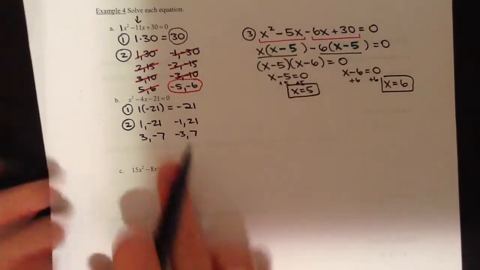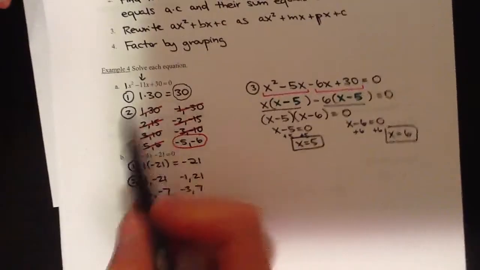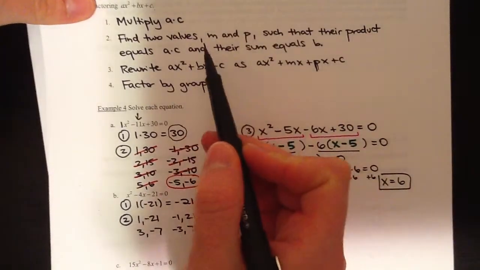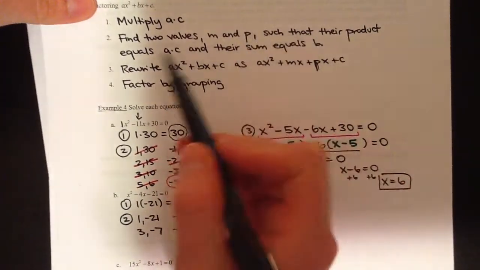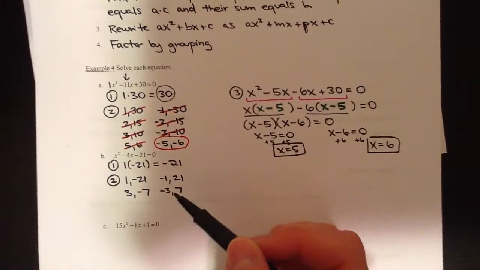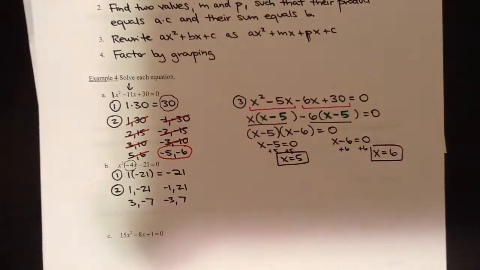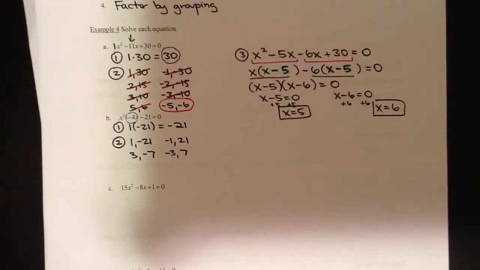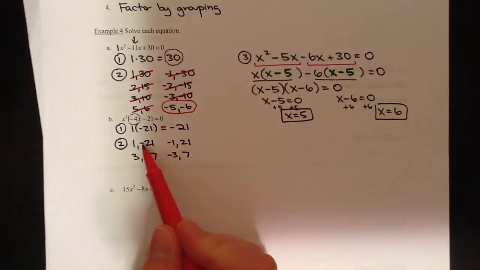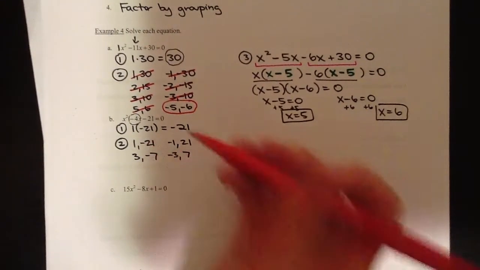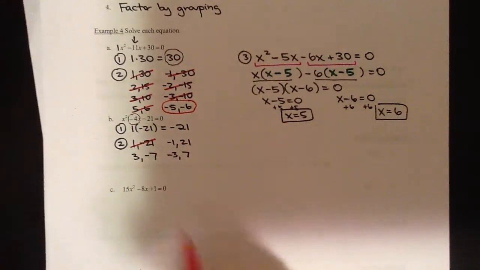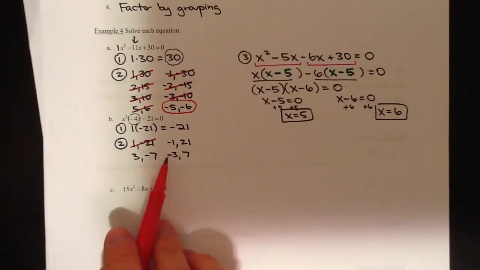So this is it. Now what we're trying to do is find these two values. They multiply to negative 21, we already know that for sure. But now we want them to add to the negative 4. So let's start adding them. When I add these two, I get a negative 20, not negative 4. When I add these two, I get a negative 4.